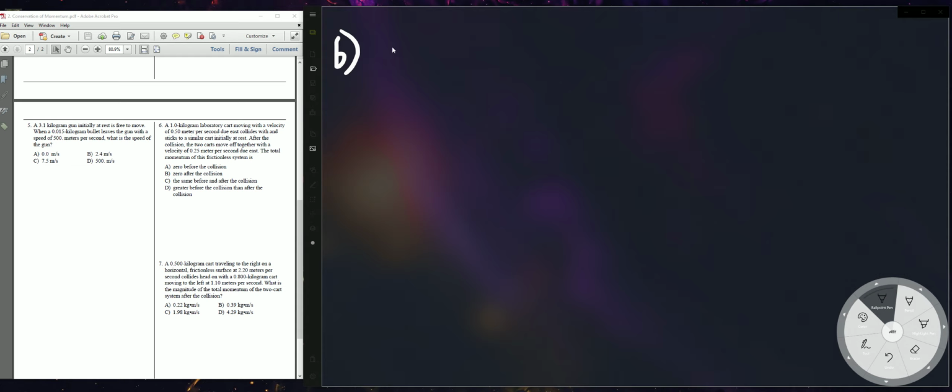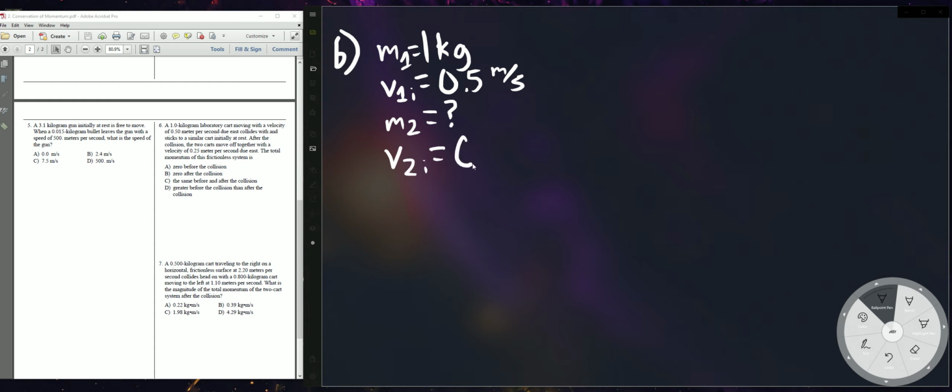A 1 kilogram cart, so mass 1 is 1 kg, is moving with an initial velocity of 1.5 meters per second. It collides and sticks with a similar cart initially at rest. So the mass of 2 is unknown, so we don't know what. I think when it says similar cart, oh, that's not even a math question. Alright, well, I'll still write my notes out.